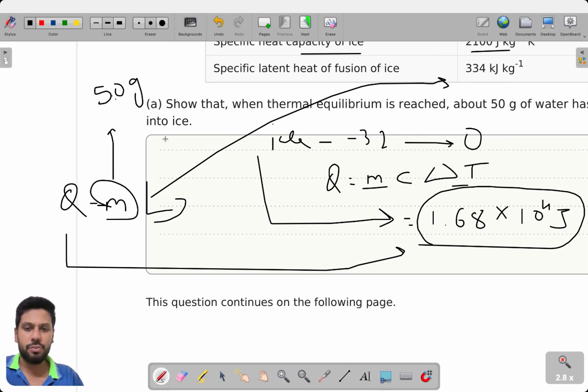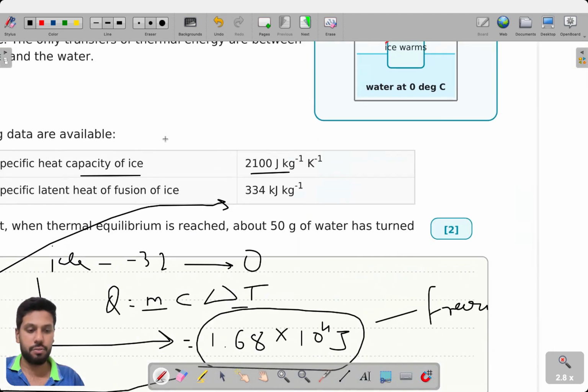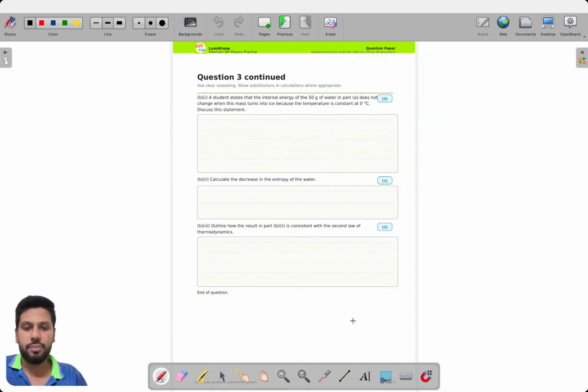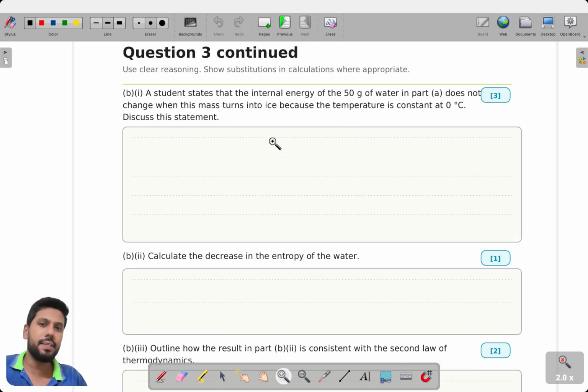Now this question continues on the next page, so I have to go to the next page. The next page gives me this: a student states that the internal energy of the 50 grams of water in part A does not change when the mass turns into ice because the temperature is constant at 0 degrees Celsius.